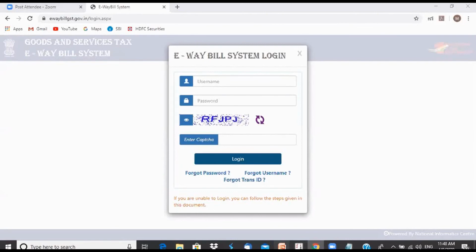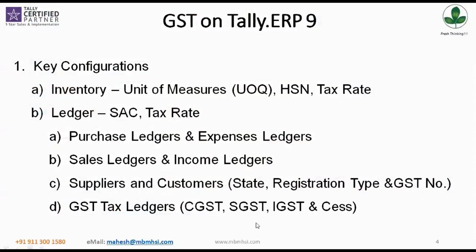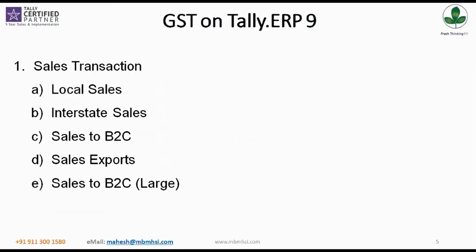Okay, so let's go to our presentation. We looked at the sales. Complete sales today we looked at. Hope everything is clear for everyone. We looked at the local sale, we checked the interstate sale, we checked the B2B sale, the export sale. We also looked at B2C large, that I'll revert back to you on how it gets updated in your report. That is with me, I'll come back to you on that.